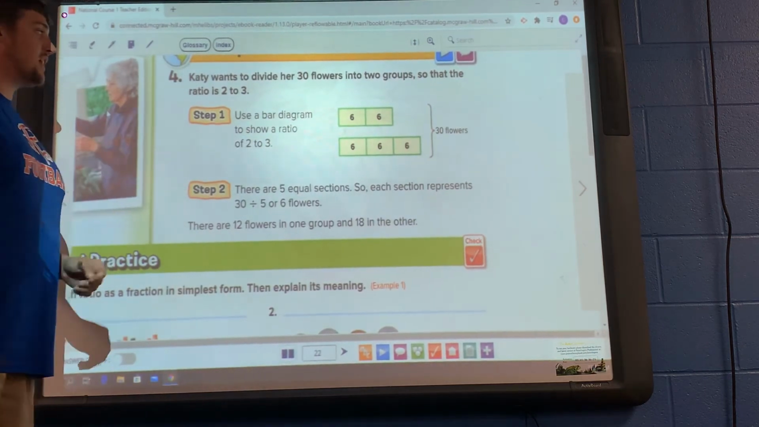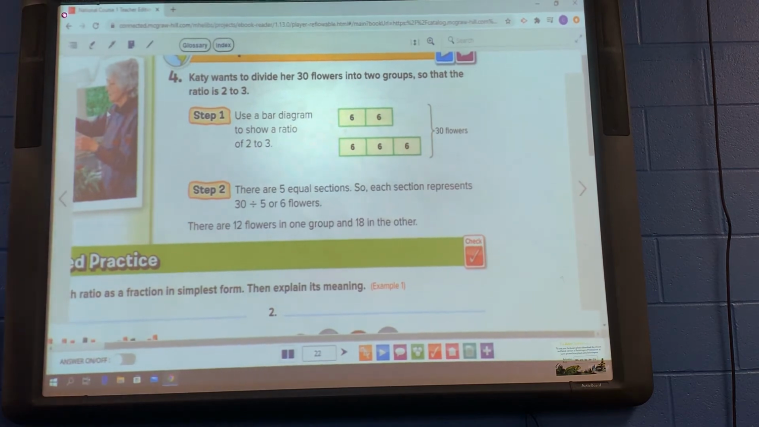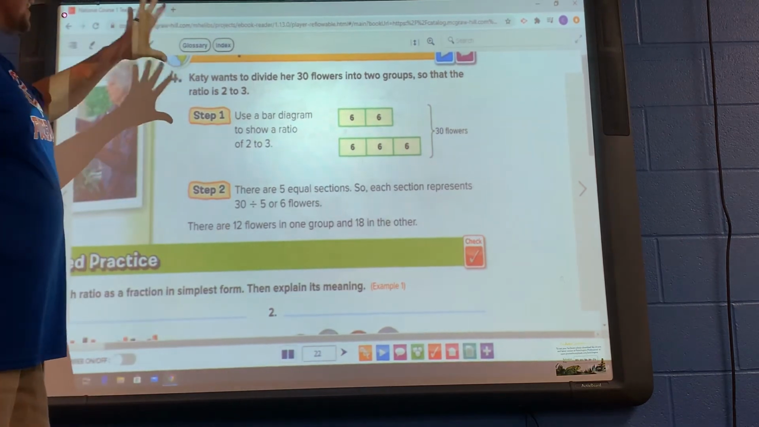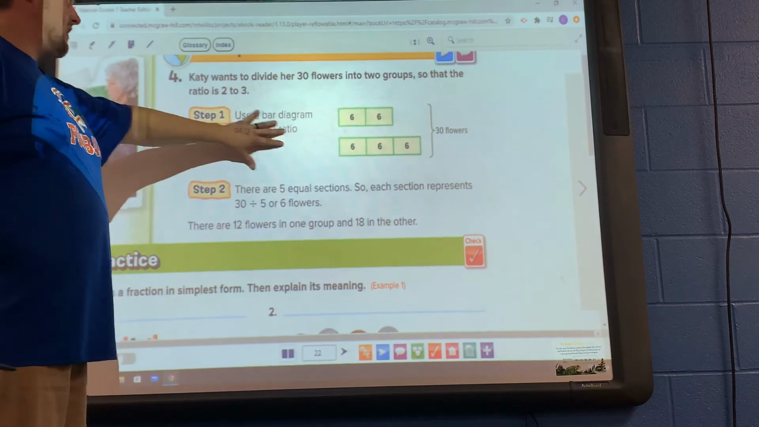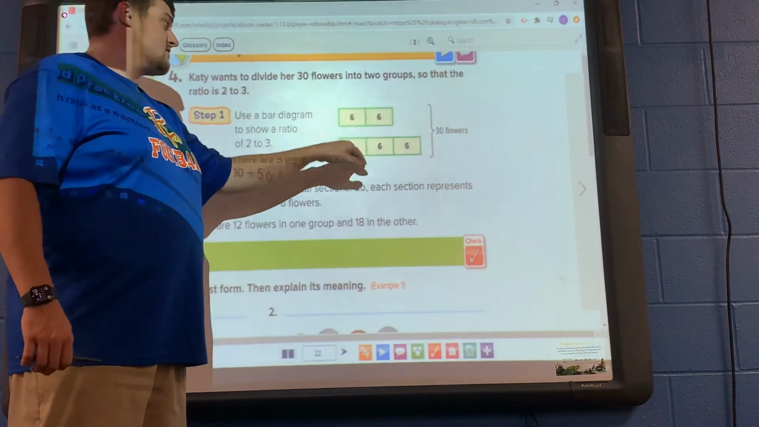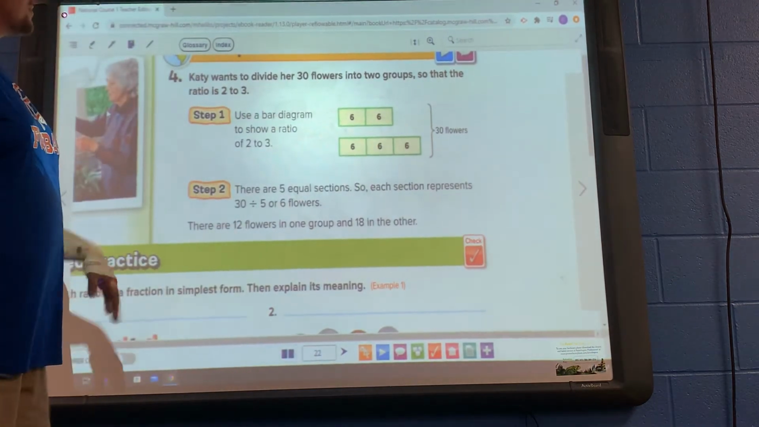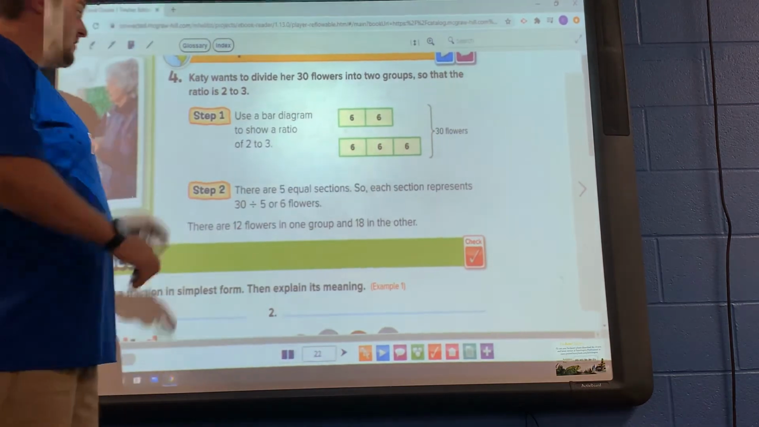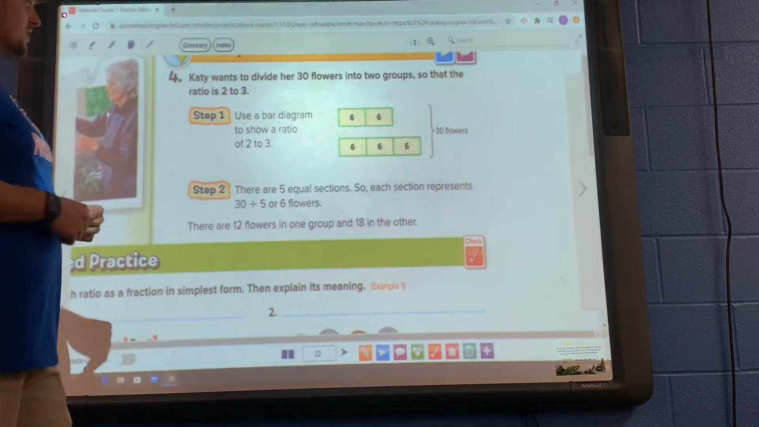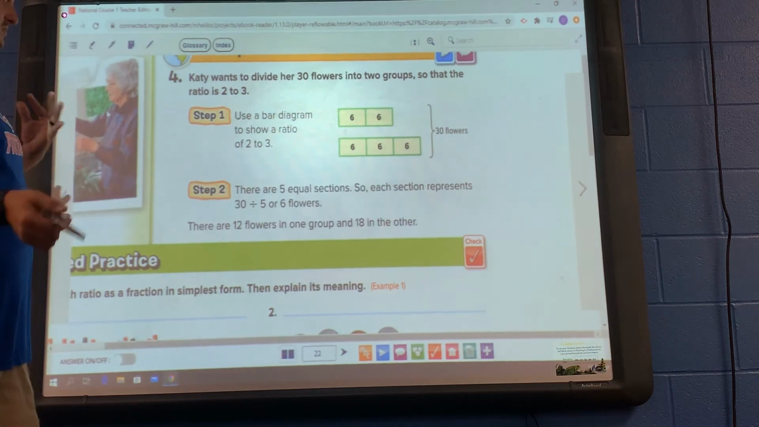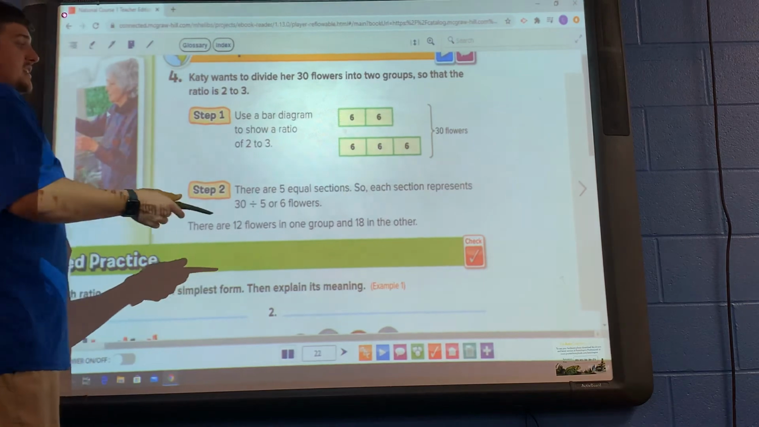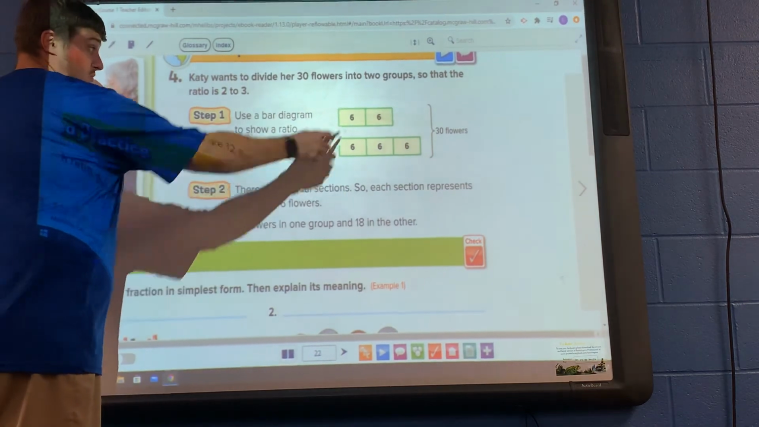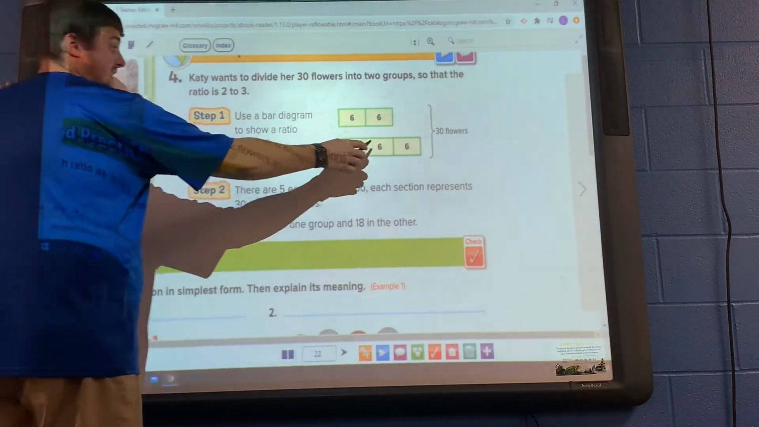The other one you might see is Katie wants to divide her 30 flowers into two groups so that the ratio is 2 to 3. So if you have a problem like this, step 1, they want you to use a bar diagram. So that would be 2 to 3. 6, 6, 6, 6, 6. So 30 flowers. We had to do 5 of them. 2 sections, 3 sections. So there are 5 equal sections. So each section represents 30 divided by 5, or 6 flowers. So there's going to be 12 in one group, and 18 in the other.